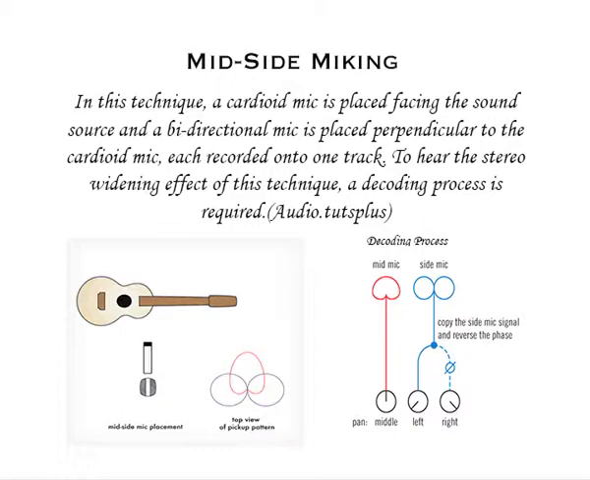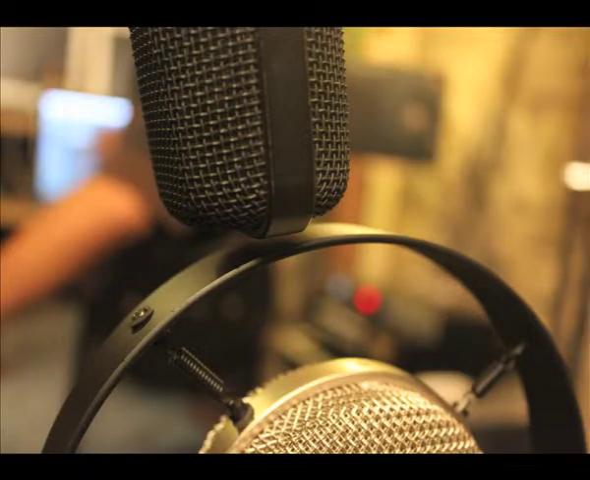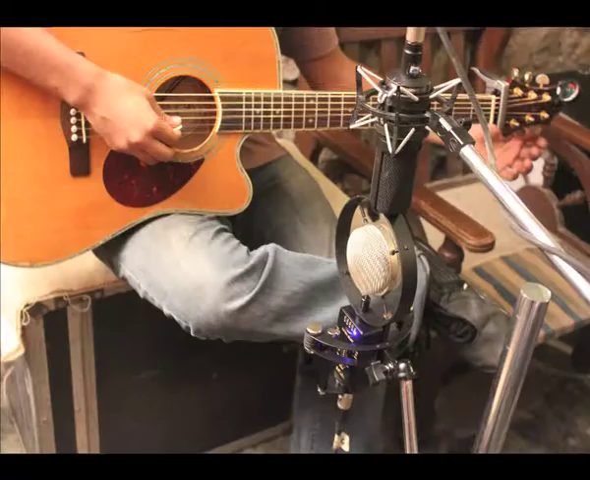The stereo width obtained by the mid-side technique can be effectively experienced only once the sources captured by the mid and side microphones are decoded. The track with the bidirectional microphone is copied and the phase is inverted on the copy. The two bidirectional tracks are then panned hard left and hard right while the cardioid mic is placed center. By adjusting the relative levels of the cardioid mic, we can control how close or how far the recorded instrument sounds. The width of the stereo image can be altered by changing the levels of the two bidirectional tracks.